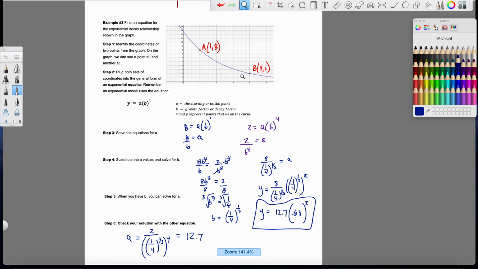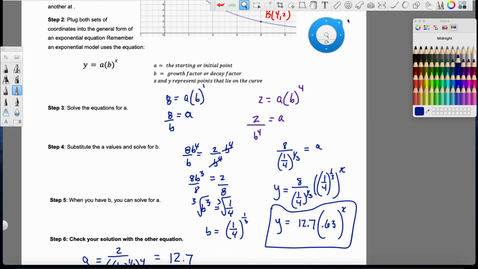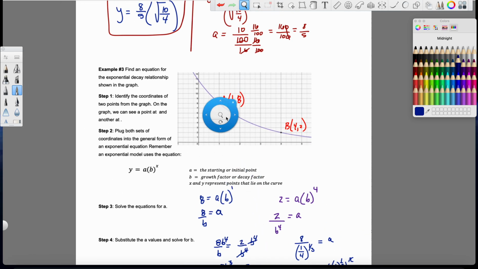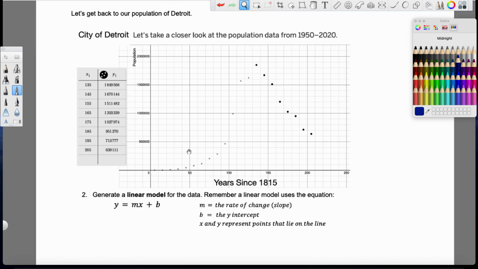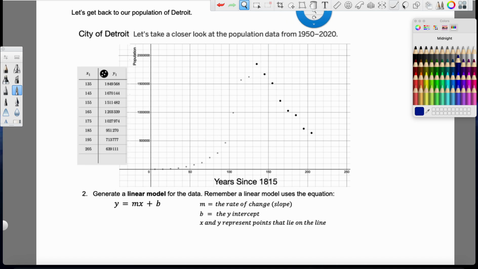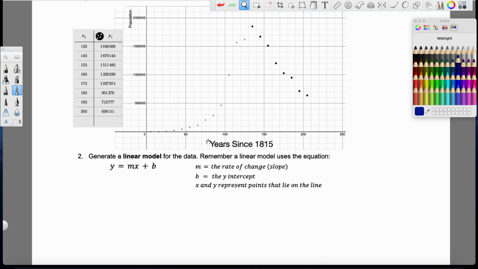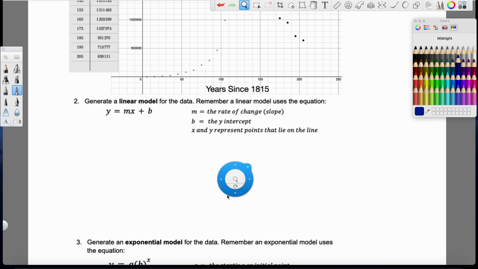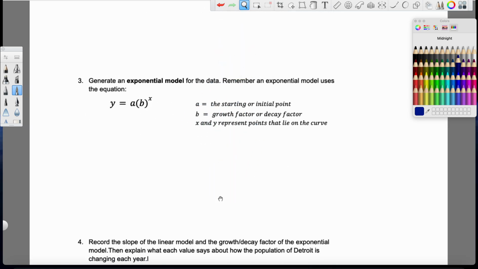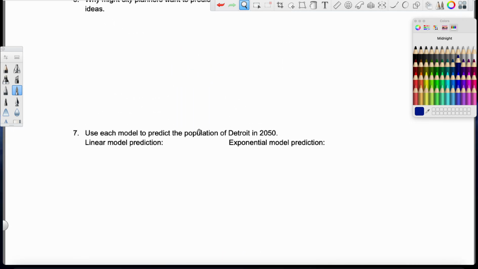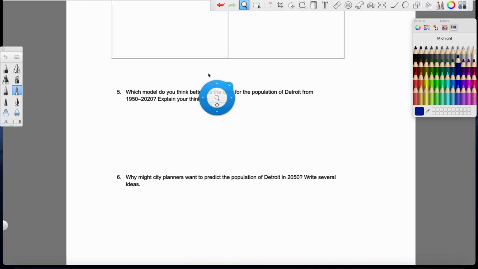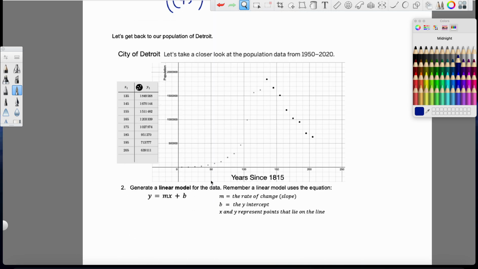Okay, I hope that makes sense. Some of these values we got were a little unwieldy, but it ends up working. And the next thing to take a look at is modeling the city of Detroit's population from 1950 to 2020. We're going to generate a linear model and then an exponential model, and then got some questions and then some further predictions to do. Good. So I hope that makes sense, and I'll see you all later.